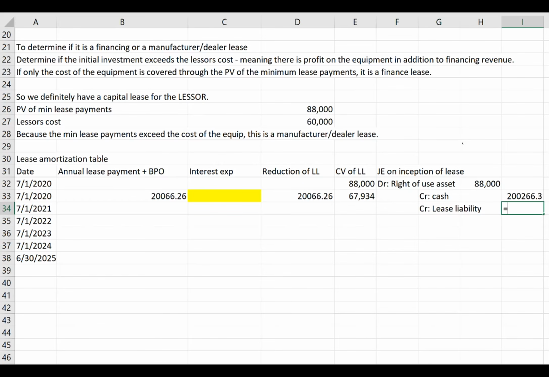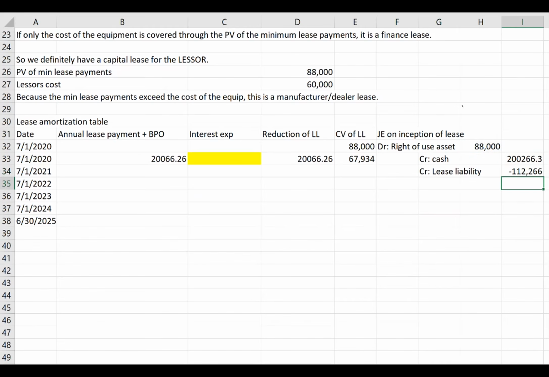Okay, so this amount minus this amount is going to give us, what did I do here? 20, I think I added an extra zero here, is going to give us 67. I think this lease payment must be wrong. Here we go. This is going to give us 67,934, which is this exact amount. So it's the same concept here where this is the original value of the right of use asset and liability.